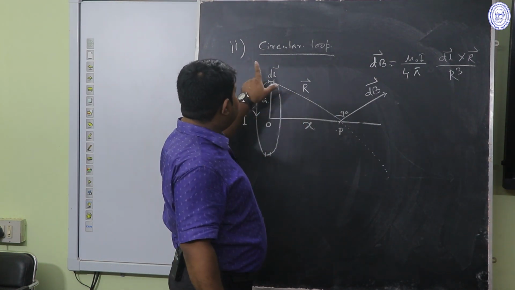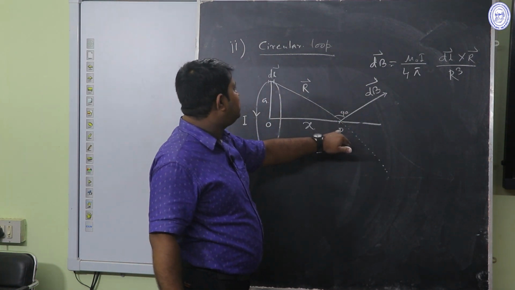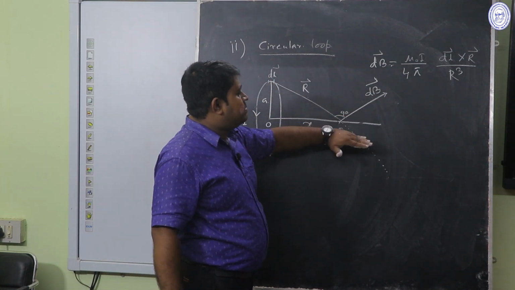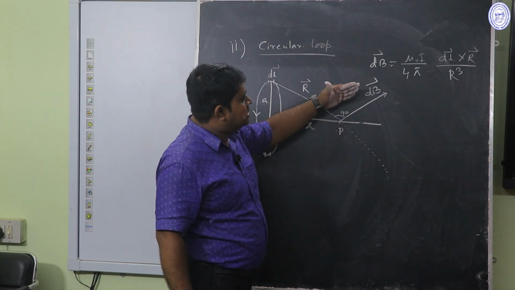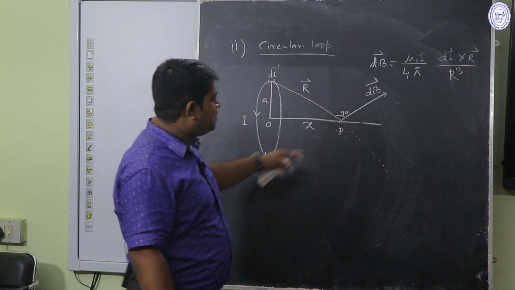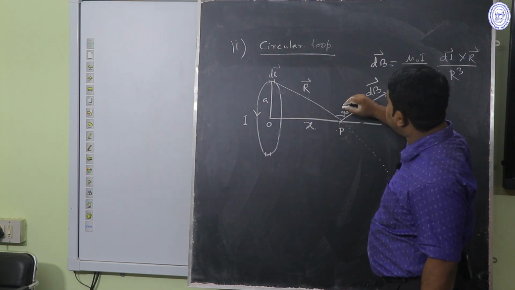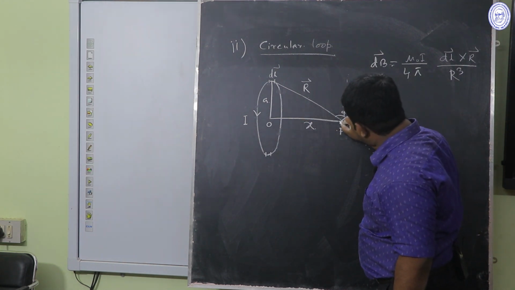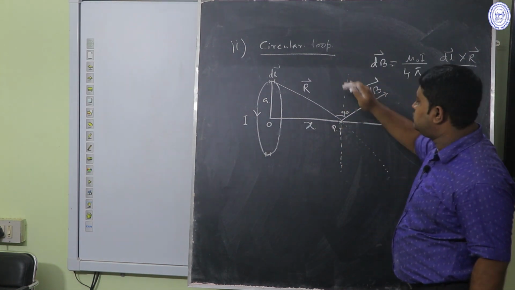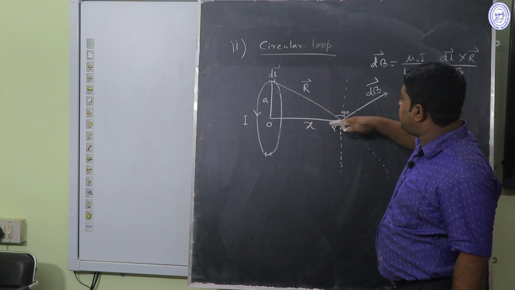So, if we integrate this magnetic field, or we calculate the magnetic field at point P due to the entire loop, then the dB describes a cone with OP as axis. Now, the component of dB perpendicular to the axis OP cancels out. Only the horizontal component, parallel to the axis, survives.